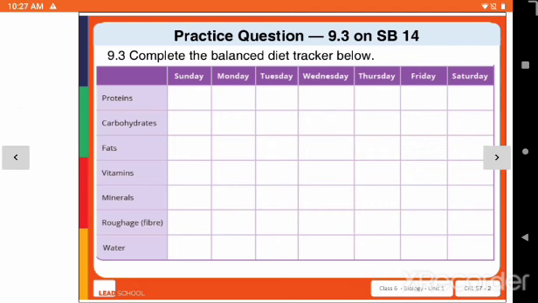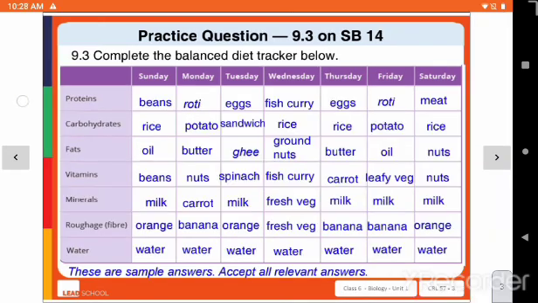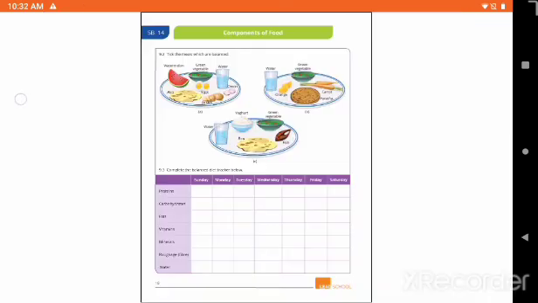So in this table we have column on one side of days of week and other is food items. So students, it's our complete balanced diet tracker. So you read it well. So now let's check which 4 practice questions we did. SB 14 we have done.